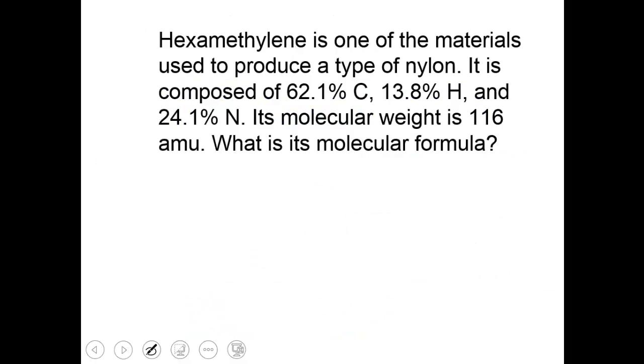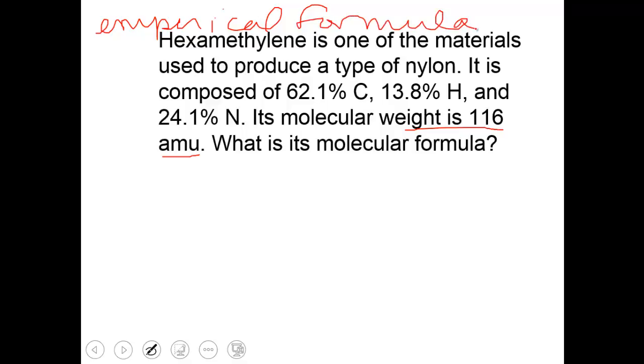Now here's the percentage of 3 different chemicals. The molar mass of the entire molecule is 116 AMUs, or you can say 116 grams per mole. What is the molecular formula? Well, the first thing you need to do is get the empirical formula, the simplest whole number ratio, and then, as with our other problems, we'll look at what the empirical formula weighs, and then what the molecular formula weighs.